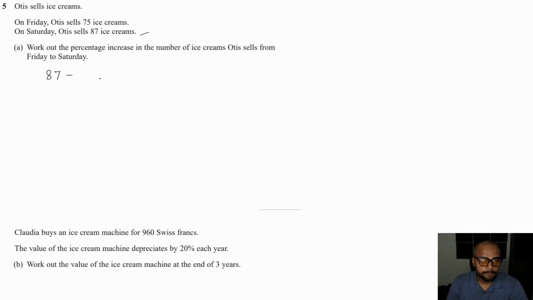Minus 75, which was sold on Friday, upon the base value, which was 75, times 100. So this is the percentage increase. Either if we need to calculate a percentage increase or a percentage decrease, what will be the approach? The approach is very simple: final value minus initial value, upon initial value, times 100.